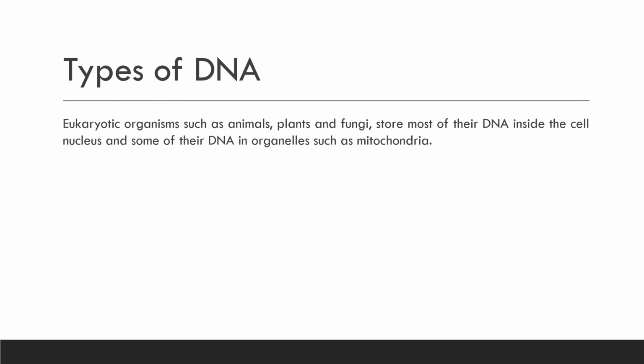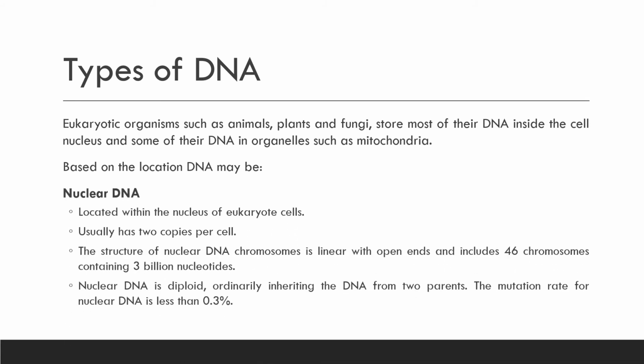Types of DNA. Eukaryotic organisms such as animals, plants, and fungi store most of their DNA inside the cell nucleus and some of their DNA in organelles such as mitochondria. Based on the location, DNA may be nuclear DNA, which means it is located in the nucleus of eukaryote cells, usually with two copies per cell. The structure of nuclear DNA chromosome is linear with open ends and includes 46 chromosomes containing 3 billion nucleotides.